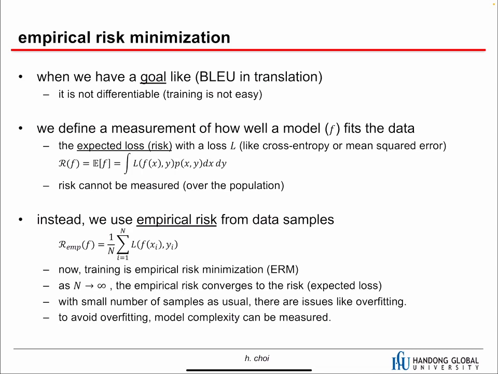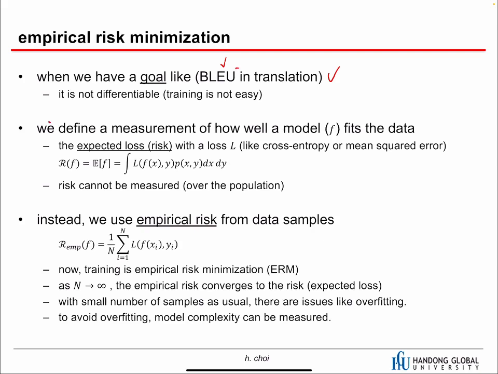Okay, so let's talk about risk and empirical risk. When we have some task, then we have a goal. If it is a translation task, then we have a BLEU score. Usually the BLEU score is not differentiable. So even though this is what we want, it is not something that we can use in machine learning. We can use this in reinforcement learning, but it is not differentiable, so it's not easy.